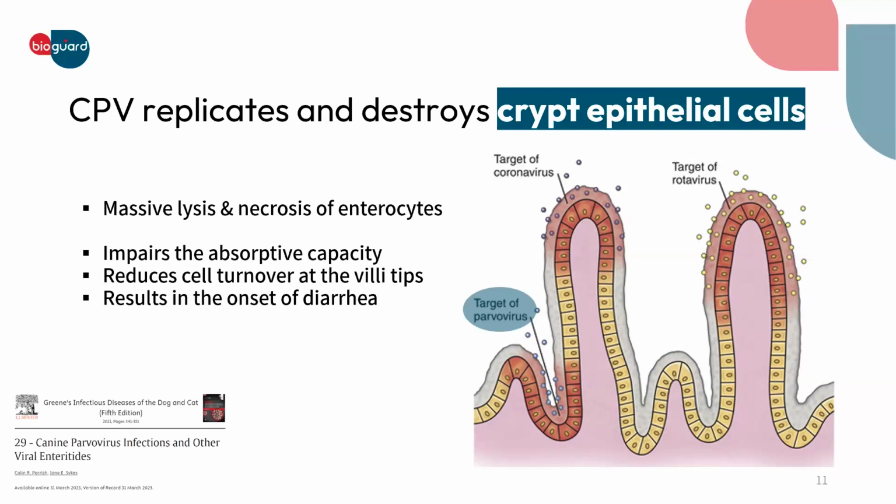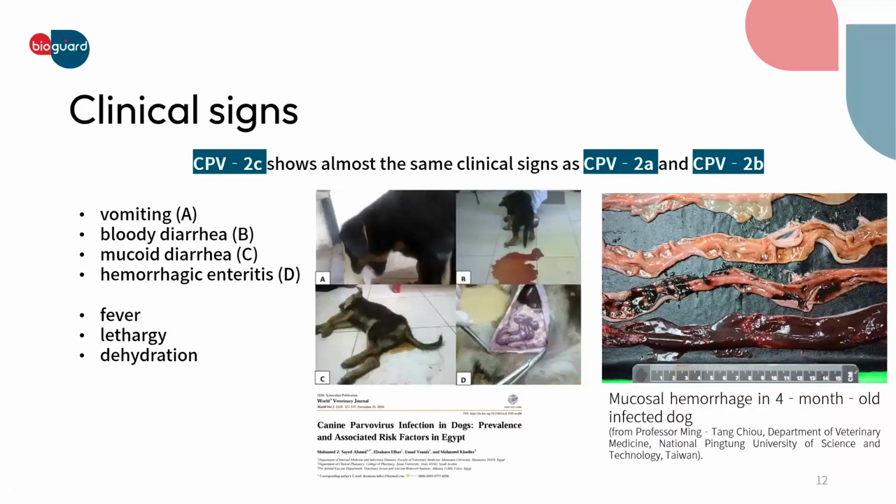Basically, massive lysis and necrosis happen inside the villi of the intestines, which makes the absorption of nutrients very difficult. Also, the cell turnover is not going on at the right rate. That results in the onset of diarrhea in dogs, which leads to different symptoms, starting with vomiting, and the diarrhea can be bloody, full of mucus, or hemorrhagic enteritis as well.